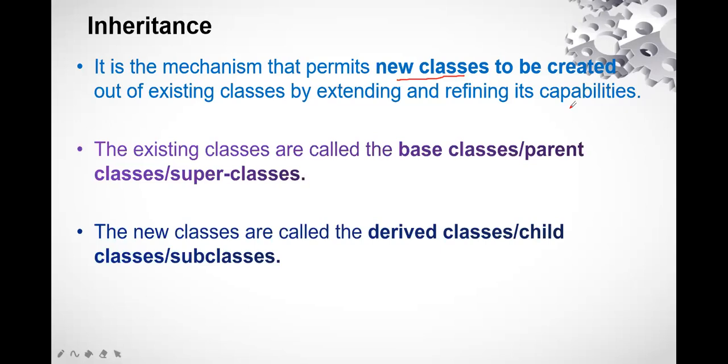That means if you already have a class, out of that particular class you can derive a new class. Now when a class is derived from a class, it means that it is holding certain properties, certain features which are from the existing class.